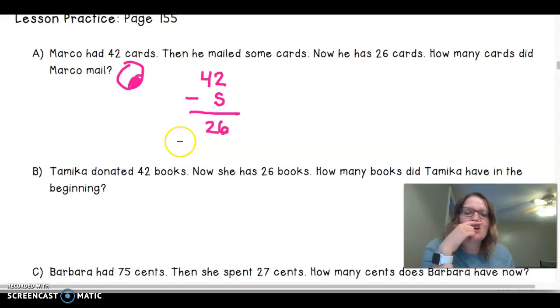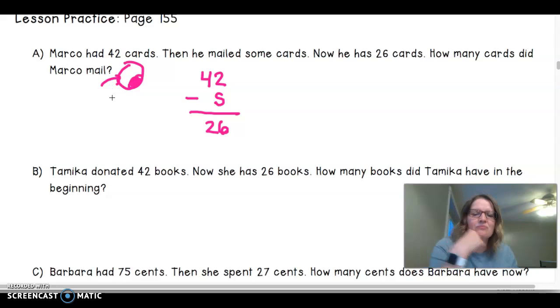Sometimes when I'm having a hard time picturing things, I draw it. So this is all of his cards, and then these are the ones that he mailed away. And so we want to find out what's left here. So I am going to try a couple of strategies. What could I do here?